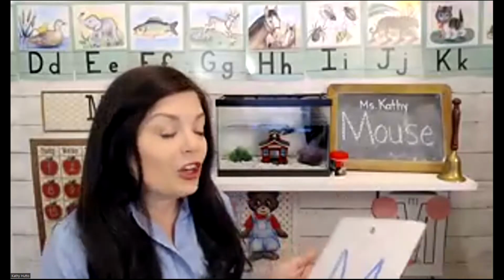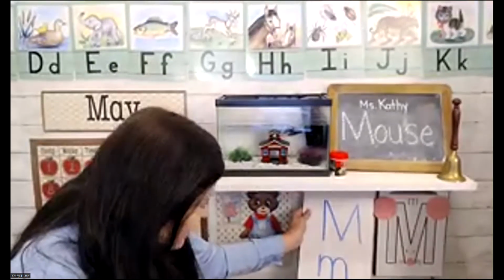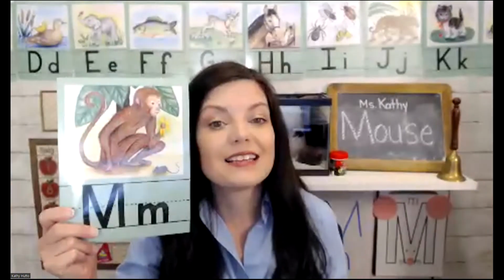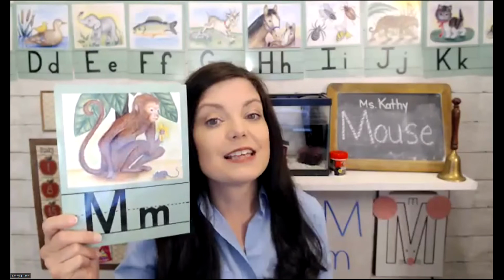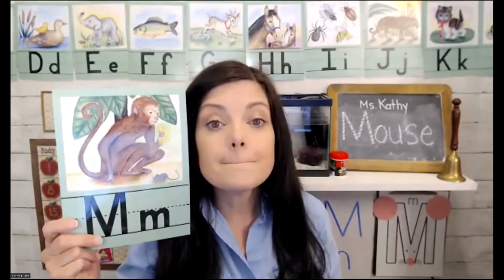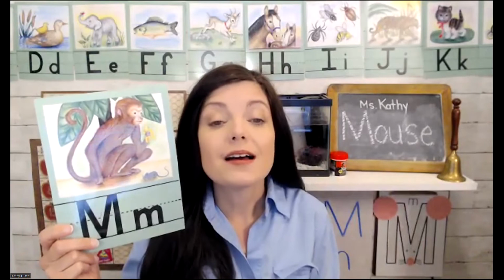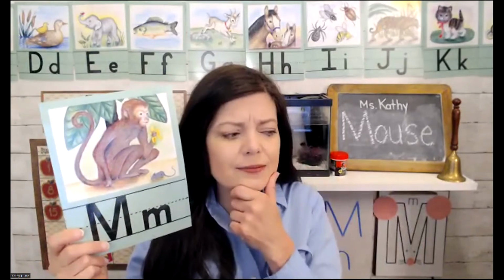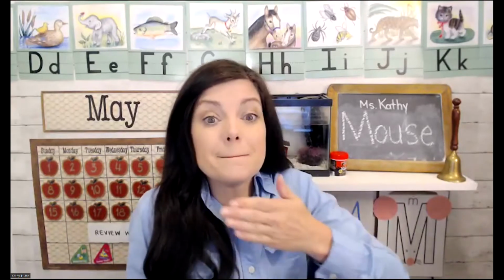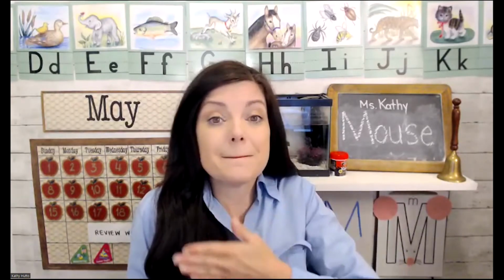Well, now that we know what letter M looks like and we can write it, let's talk about the sound that letter M makes. Letter M says, mm, mm, mm. You have to put your lips together, mm, and kind of hum. It kind of sounds like what I say when I'm eating my favorite food. I say, mmm, mmm, mmm.